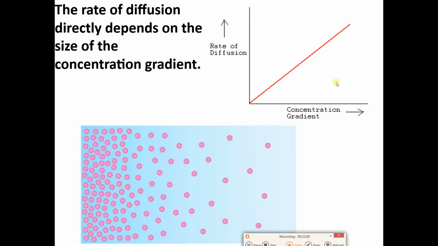Now, the speed of diffusion depends on the size of the concentration gradient. If you have a bigger and bigger concentration gradient, the diffusion happens faster and faster and faster. All right, so just remember this proportionality here.